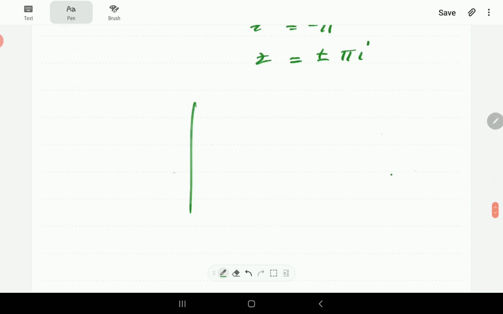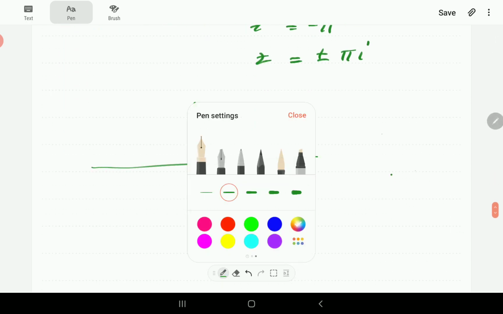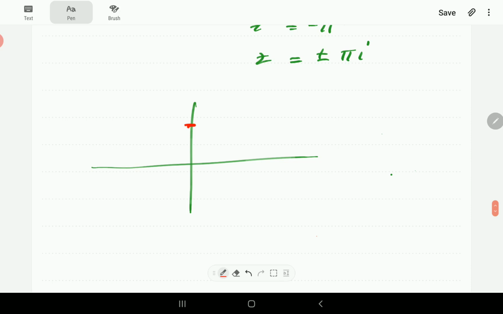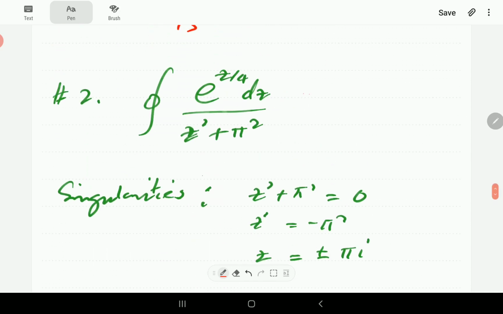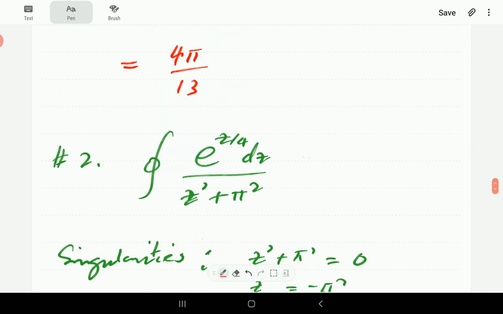So if we plot these, we are going to have pi I here, negative pi I there. So those are the singularities. Now let's look at the contour. The contour we're given is 1 plus or minus 4i, minus 1 plus or minus 4i.